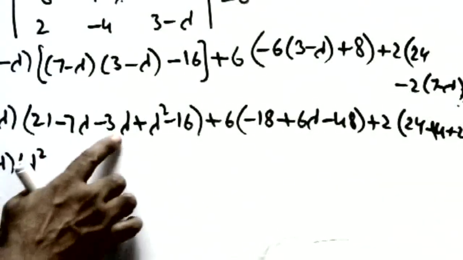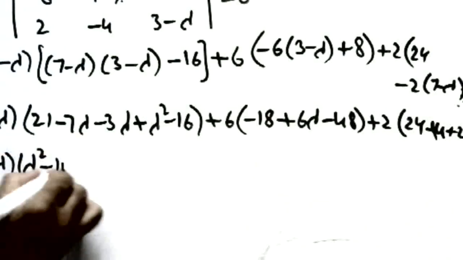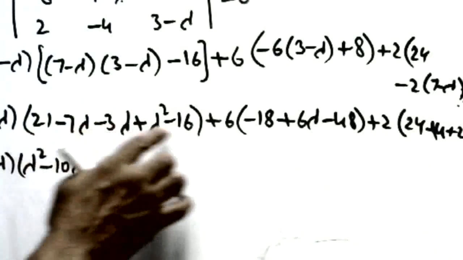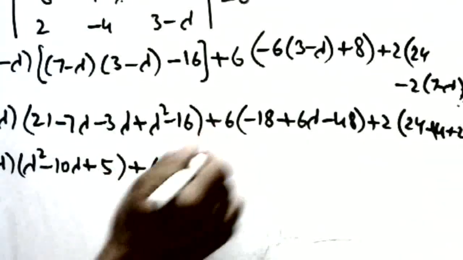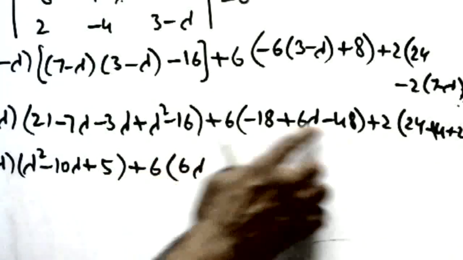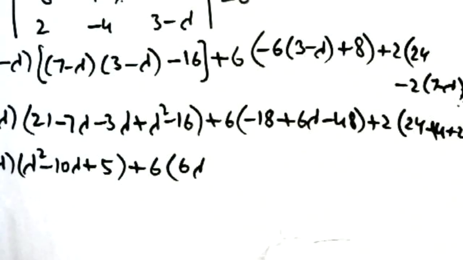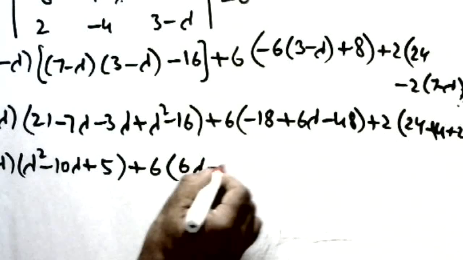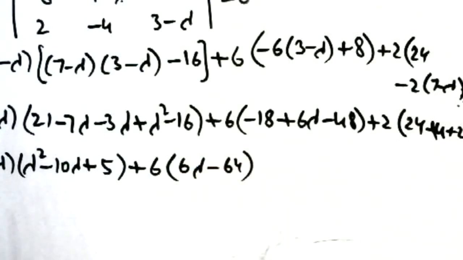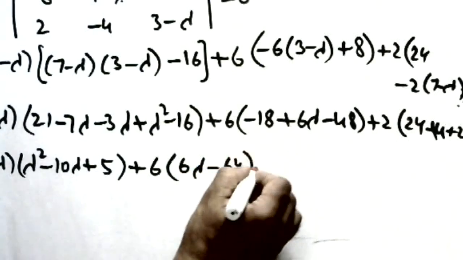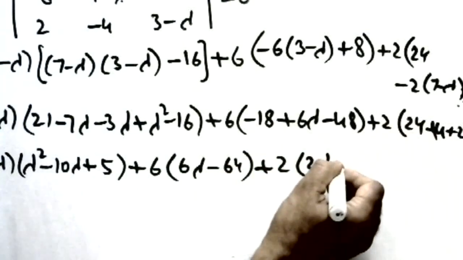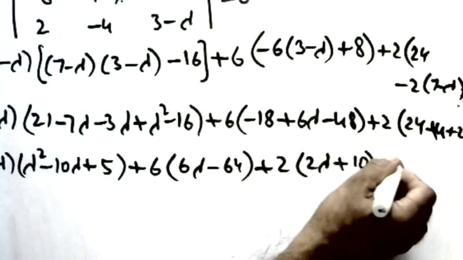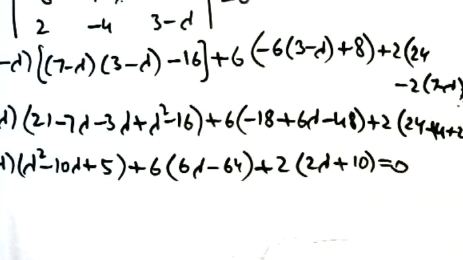First let me write lambda square, minus 3 lambda minus 7 minus 10 lambda. Now 21 minus 16 will be 5, plus 6 into, first I'm writing lambda here, 6 lambda. Now minus 18 minus 48 will be minus 64. Then lastly plus 2 into, here also let me write lambda first, 2 lambda. 24 minus 14 is plus 10 equals to 0.